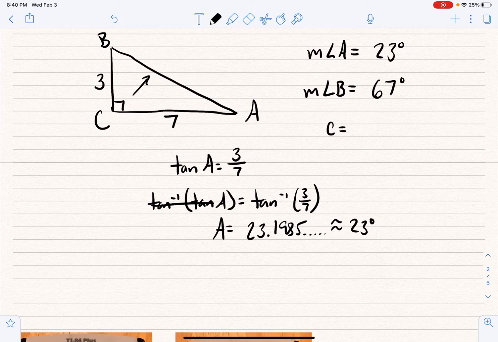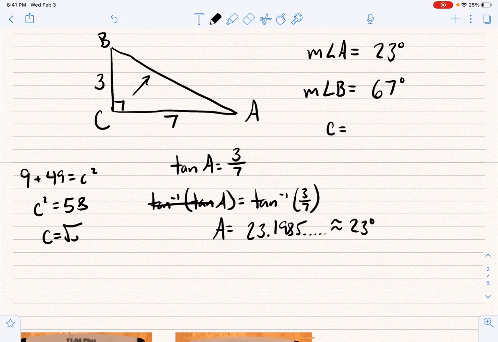Well, we can just use the Pythagorean theorem. We say that 3 squared, which is 9, plus 7 squared, which is 49, is equal to C squared. So C squared is equal to 58. C is equal to the square root of 58. If we plug that into the calculator, we would get about 7.6. I know I have equal signs right here and here and here. I apologize. Those are clearly kind of inappropriate because I would really be saying that this is approximate.